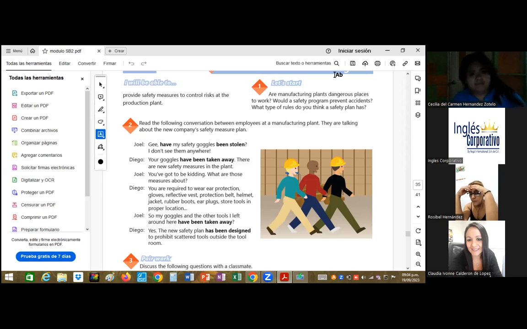You are required to wear ear protection, gloves, reflective vest, protection belt, helmet, jacket, rubber boots, ear plugs, store tools in proper location. Okay, so my goggles and the other tools I left around here have been taken away? Yes, the new safety plan has been designed to prohibit scattered tools outside the tool room.